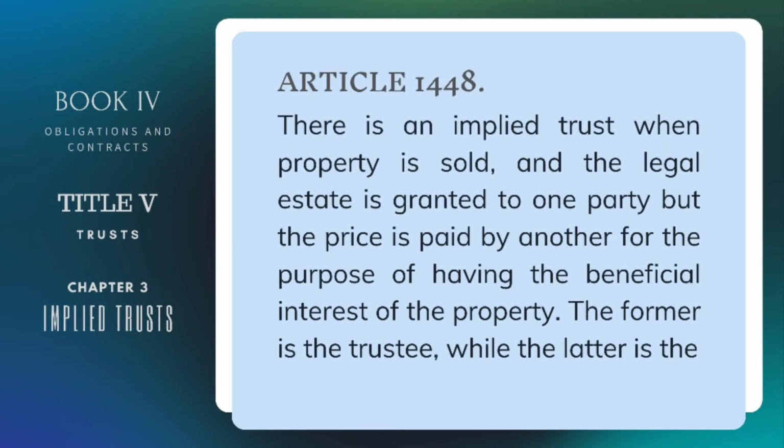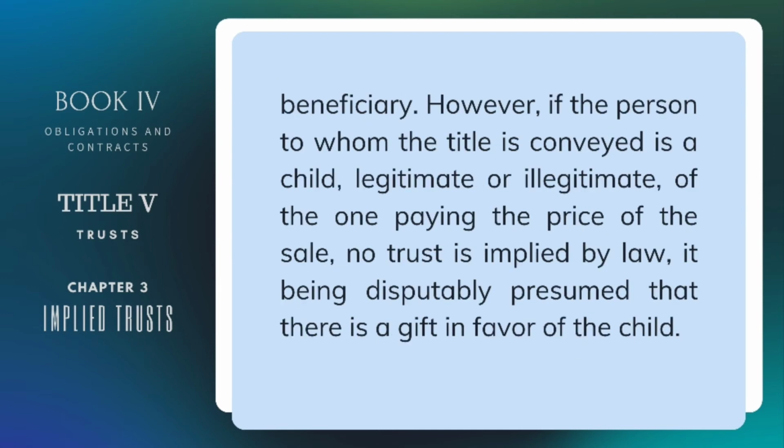Article 1448. There is an implied trust when property is sold and the legal estate is granted to one party, but the price is paid by another for the purpose of having the beneficial interest of the property. The former is the trustee, while the latter is the beneficiary.